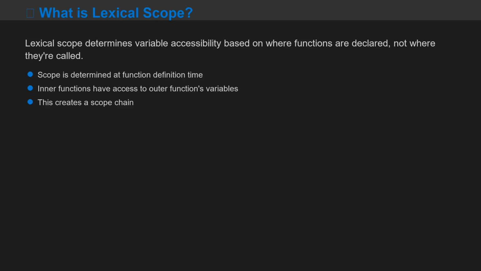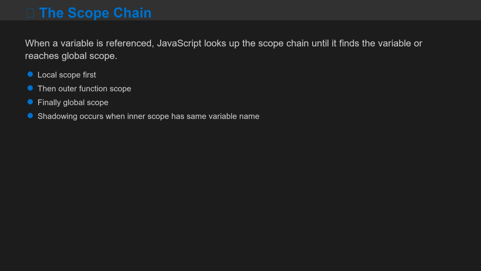Lexical scope is a fundamental JavaScript concept. It means that variable accessibility is determined by where functions are declared, not where they're called. This creates what we call a scope chain, where inner functions can access variables from their outer functions. The scope chain is what makes this work.